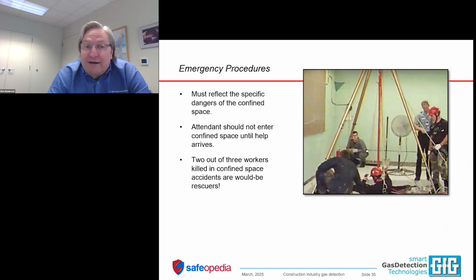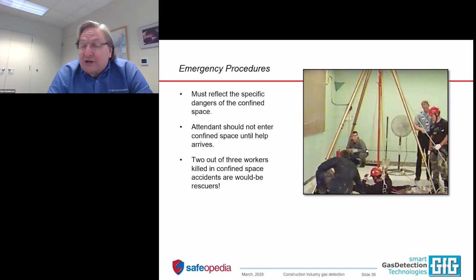The attendant should never enter the confined space until help arrives or someone who is qualified to take over as the attendant can take over the responsibilities, in which case the former attendant can be the rescuer if needed.